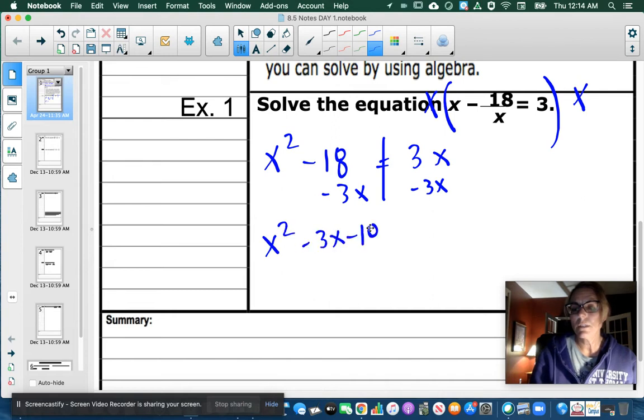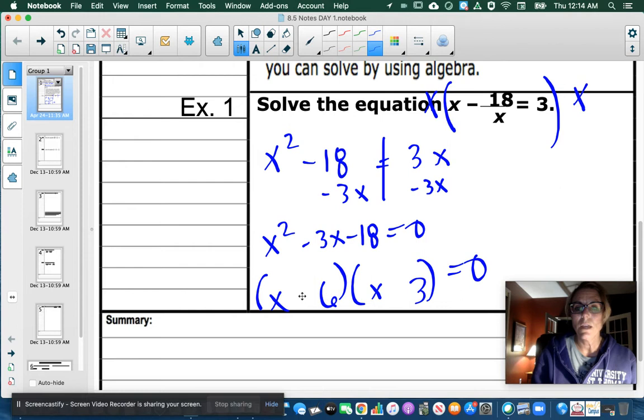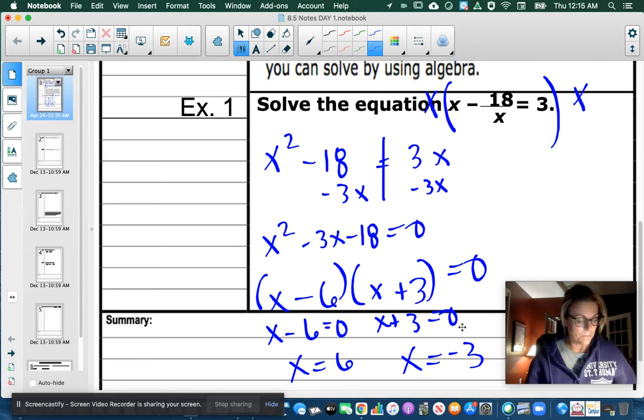Now we're going to get everything on one side because I see I have an x squared. So I'm going to put this in standard form because I'm hoping that I'm able to factor this into an x and an x, a 6 and a 3. And the negative goes with the 6 and the positive goes with the 3 because they have to add to a negative 3. Now I'm going to set each factor equal to 0, and I'm going to get x is equal to 6 and x is equal to negative 3.